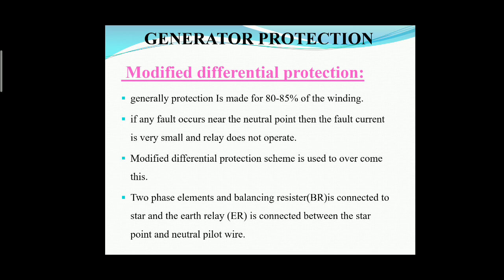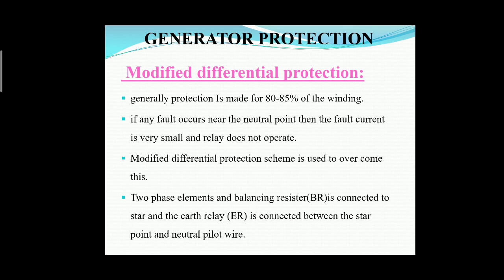In the case of a modified differential protection, 80 to 85% of the winding may be protected. If any fault occurs near the neutral point, then the fault current is very small, and the relay does not operate.